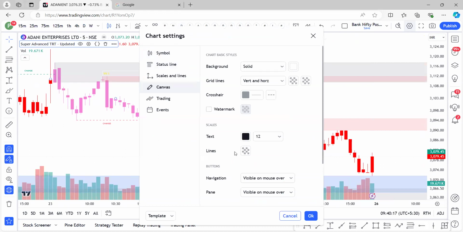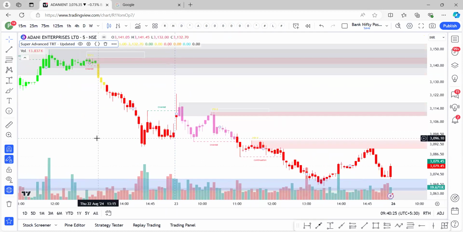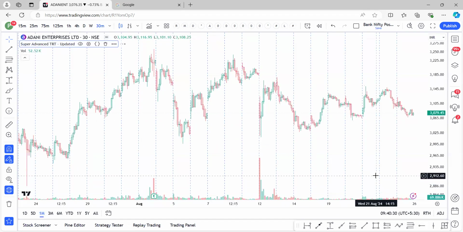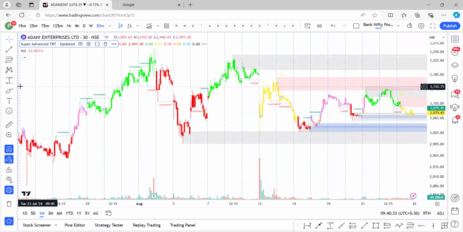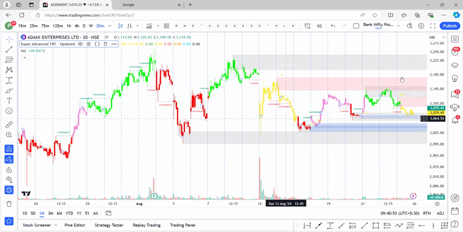Let me show you this. When we go to events, add sessions break. And now if I go to 1 month, this is the chart of 1 month. We can see different sessions. 1, 2, 3, 4, 5, 6, 7, 8, 9, 10, 11, 12, 13, 14, 15, 16, 17, 18, 19, 20, 21, 22, 23. So there are a total of 23 days in this 1 month. And for this, they have selected a 30-minute time frame to show it properly.